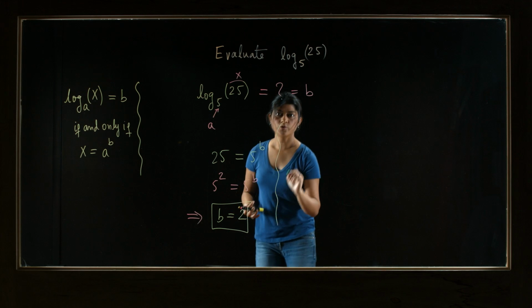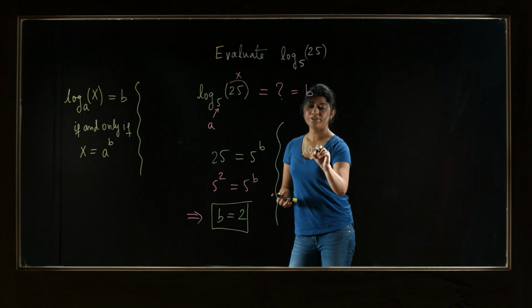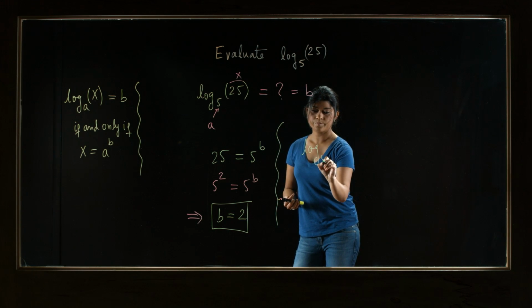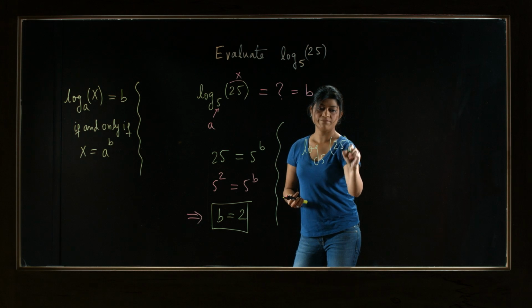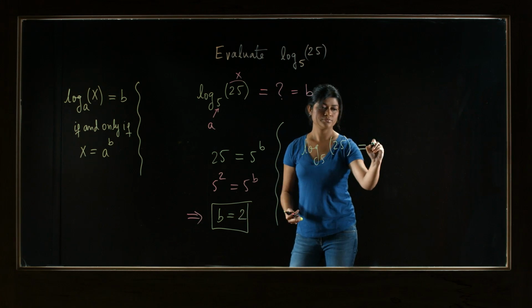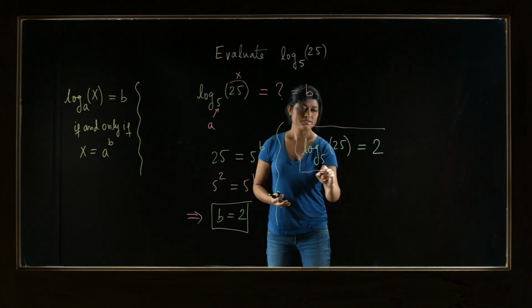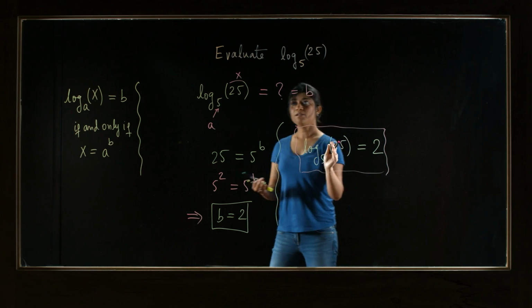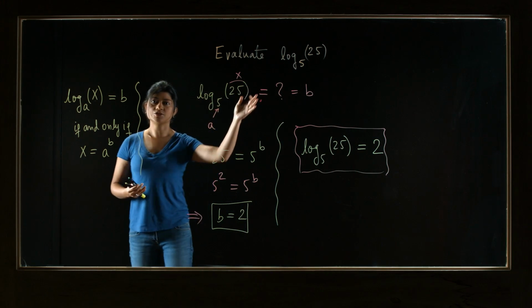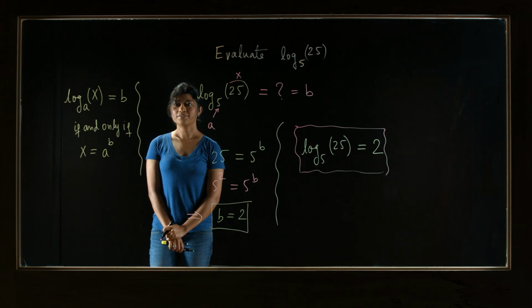So one more time, this expression that we have to evaluate, logarithm base 5 of 25, is equal to 2. So this is how we can evaluate a logarithm expression without using a calculator.